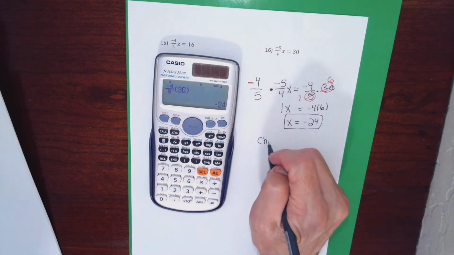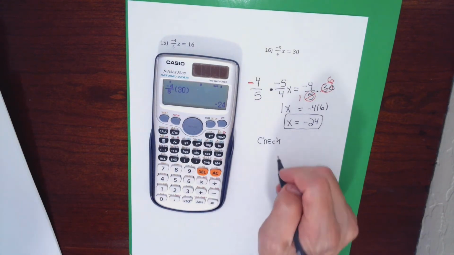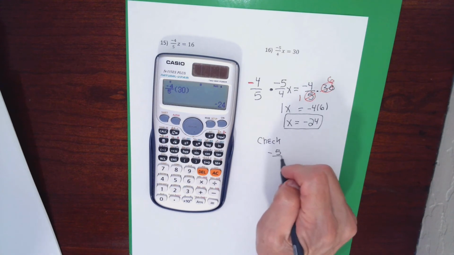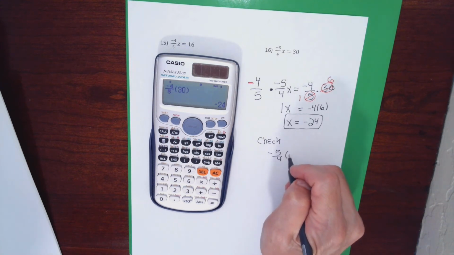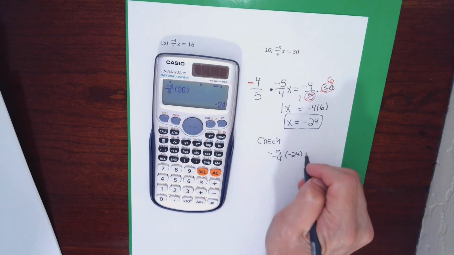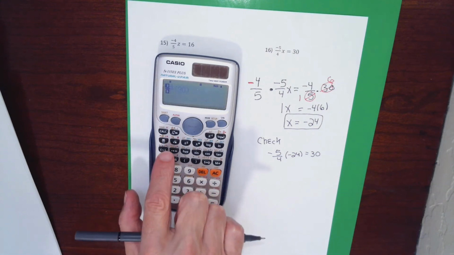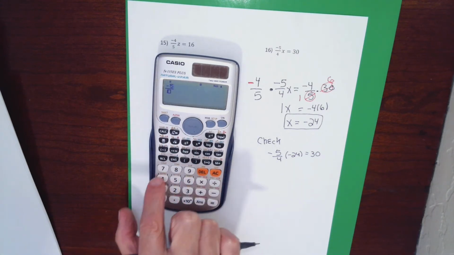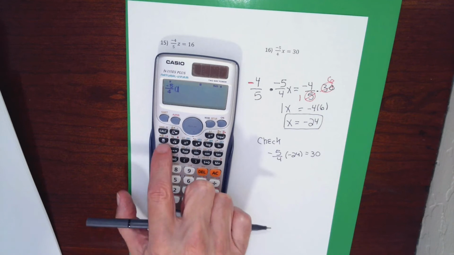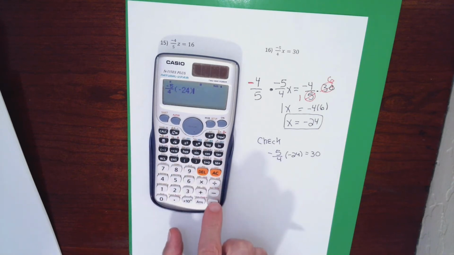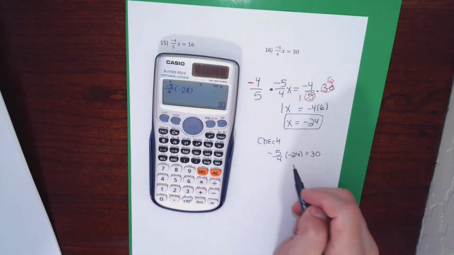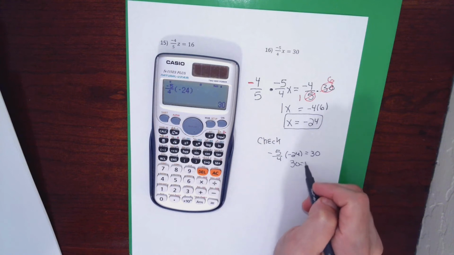And I'm going to check. It's so much quicker to check with my calculator that I'm not feeling the urge to check it by hand. I make way fewer mistakes pressing buttons than anything. So let me check this. The fraction negative 5 over 4 times negative 24. And that checks perfectly. I get 30 equals 30.